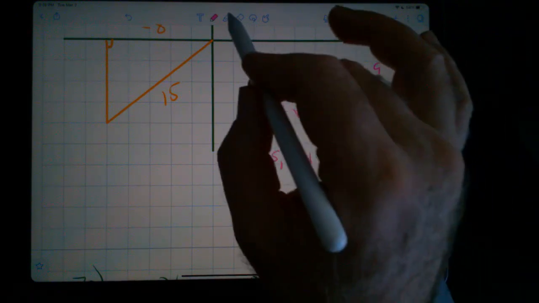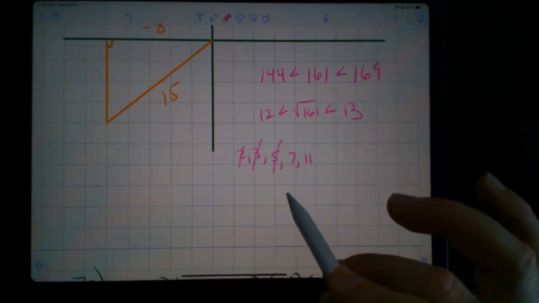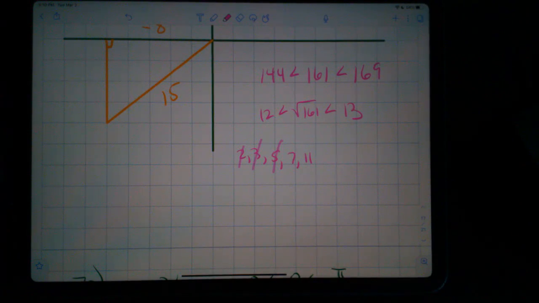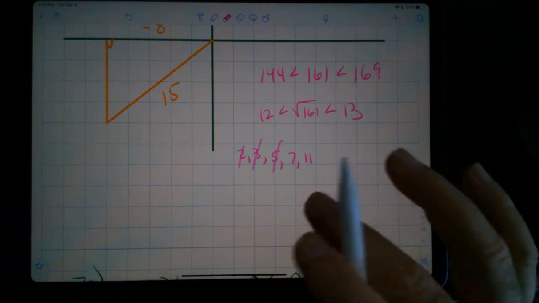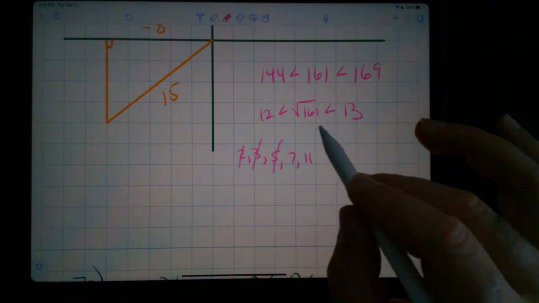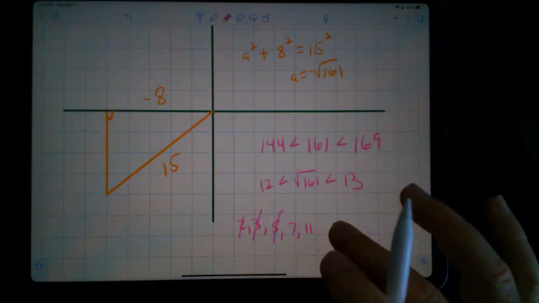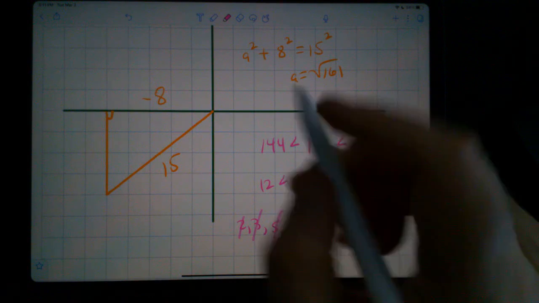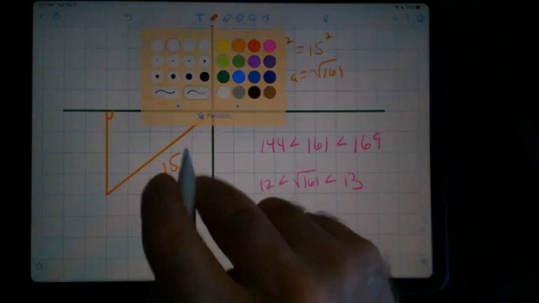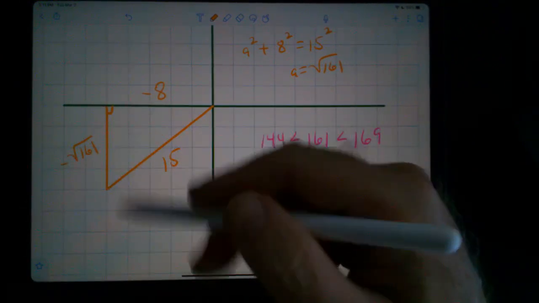So 2 does not divide into it because 2 is an even number. 3 does not. 5 does not. It does divide by 7. So 161 is 7 times 23. 23 is a prime number, and so is 7. So this cannot be simplified. And this will be negative because it's the y value in quadrant 3.